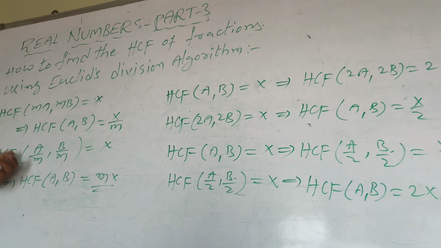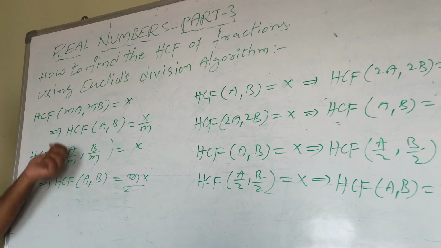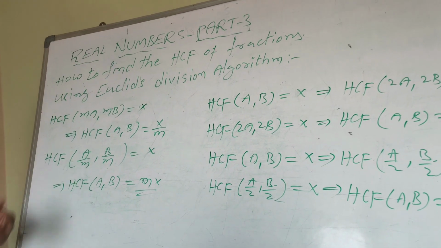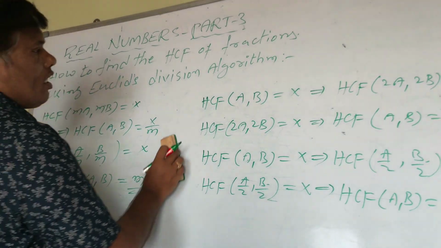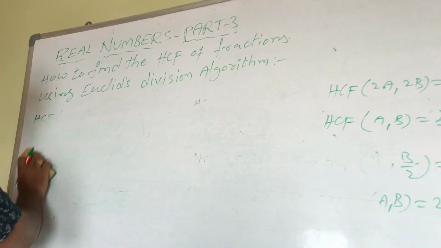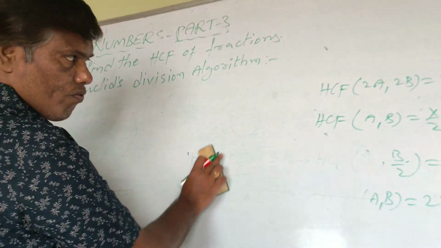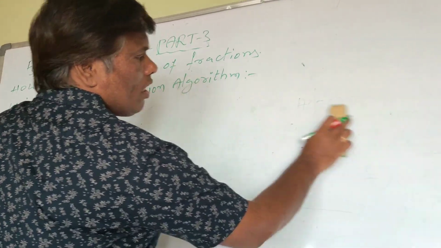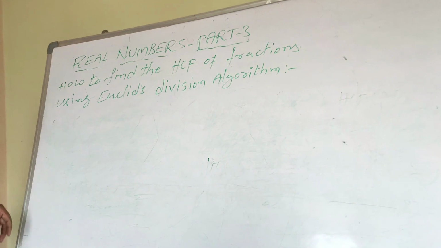So these two properties are used to find the HCF of fractions. These are helpful in finding the HCF of fractions, because we cannot directly apply Euclid's division algorithm to fractions, as I already said Euclid's division lemma can be applied only to positive integers.